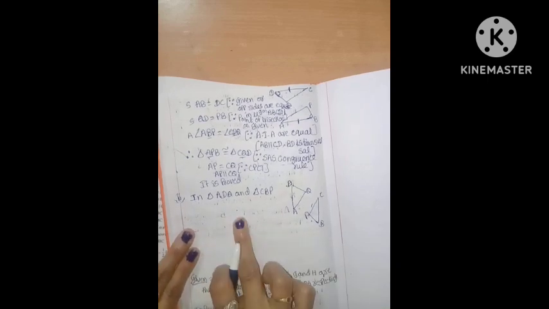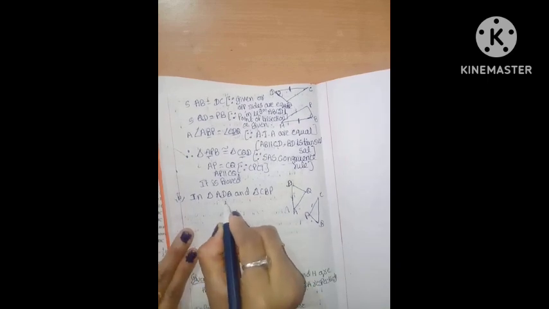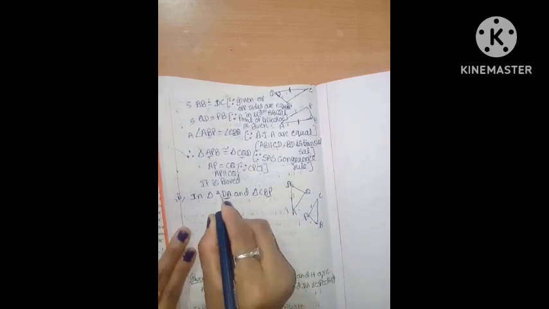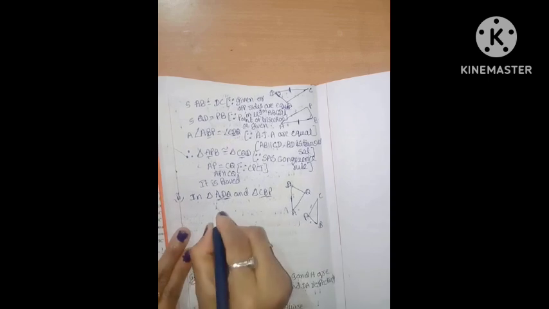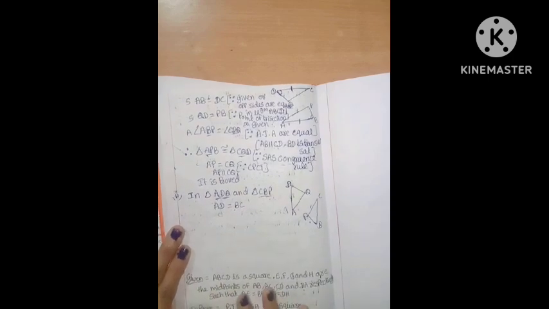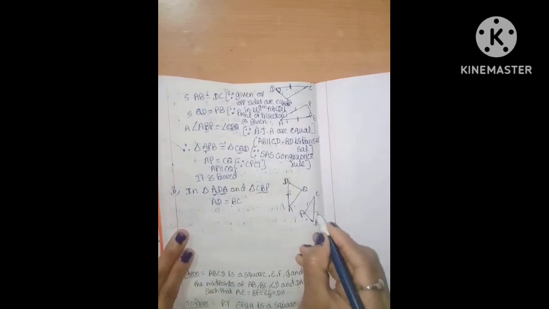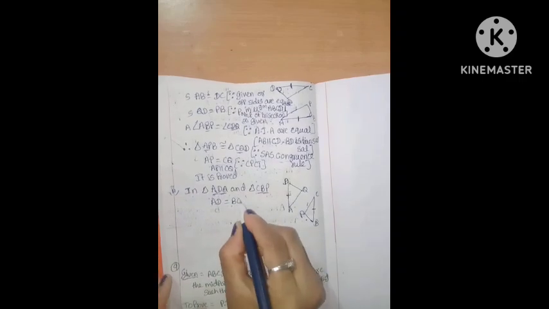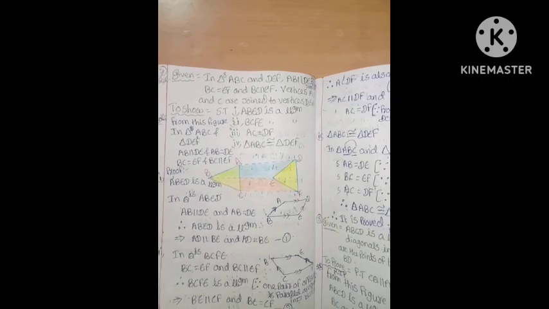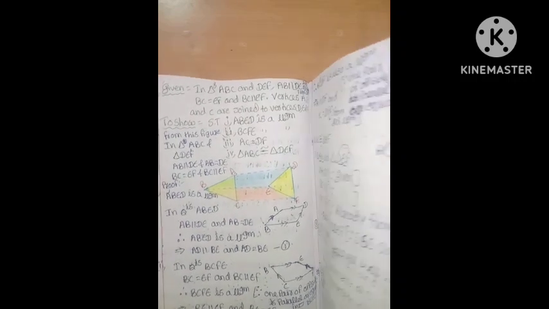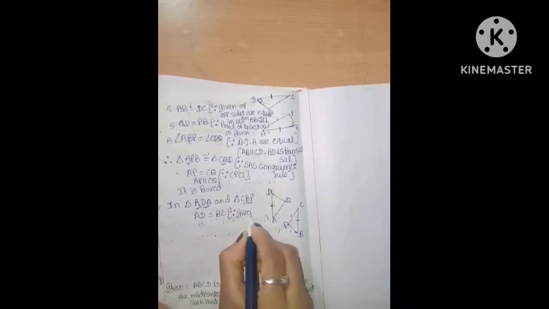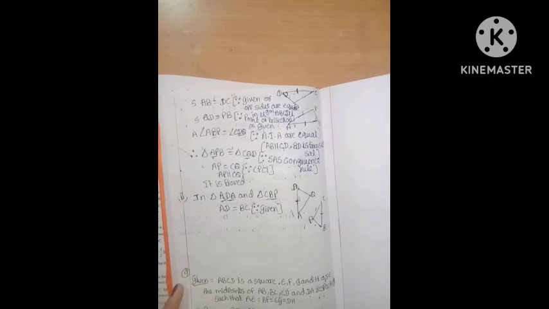In these two triangles, what is given? And here AD is equal to BC. In these two triangles, AD is equal to BC is given. Why is it equal? This is given in the problem. ABCD is a parallelogram, that is given. So opposite sides are equal, this is given. Opposite sides are equal, so that's why this is given.